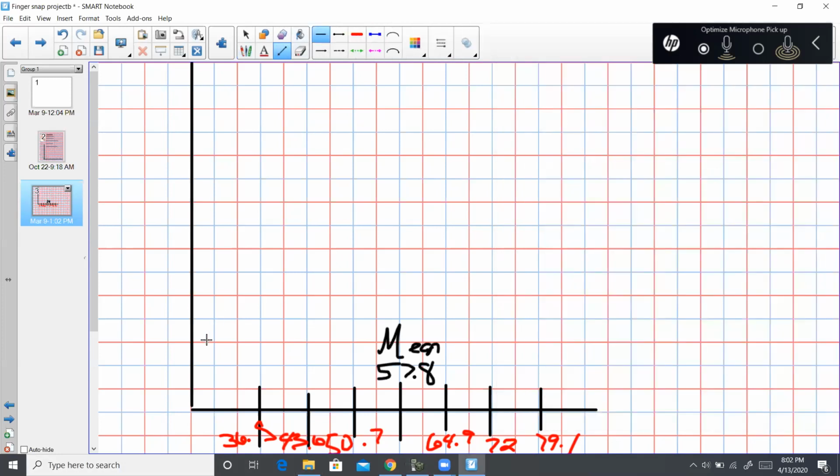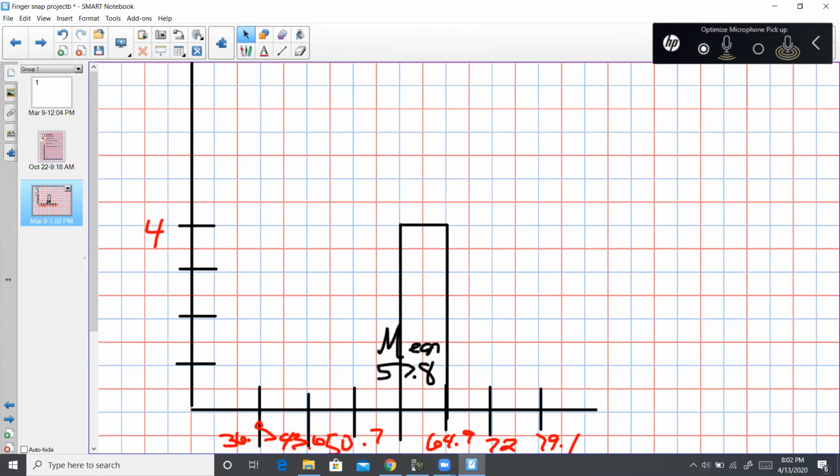So we're going to come over here and mark these off. So we're going to do 1, 2, 3, 4. So right here, I'll make a 4. And then we'll draw a bar graph that goes up to 4. So we'll go here, across here, and then down here like this. Okay, so that's 4.